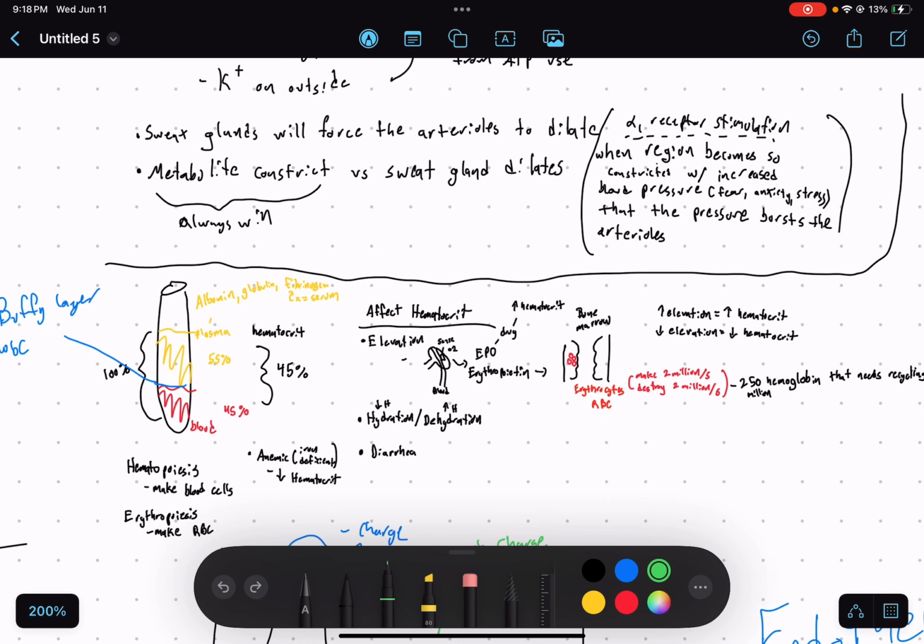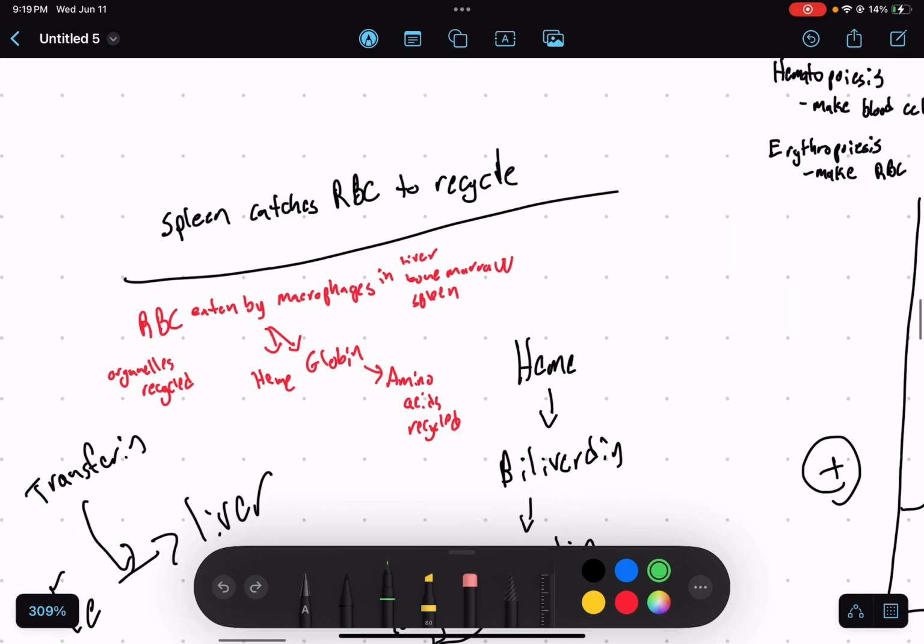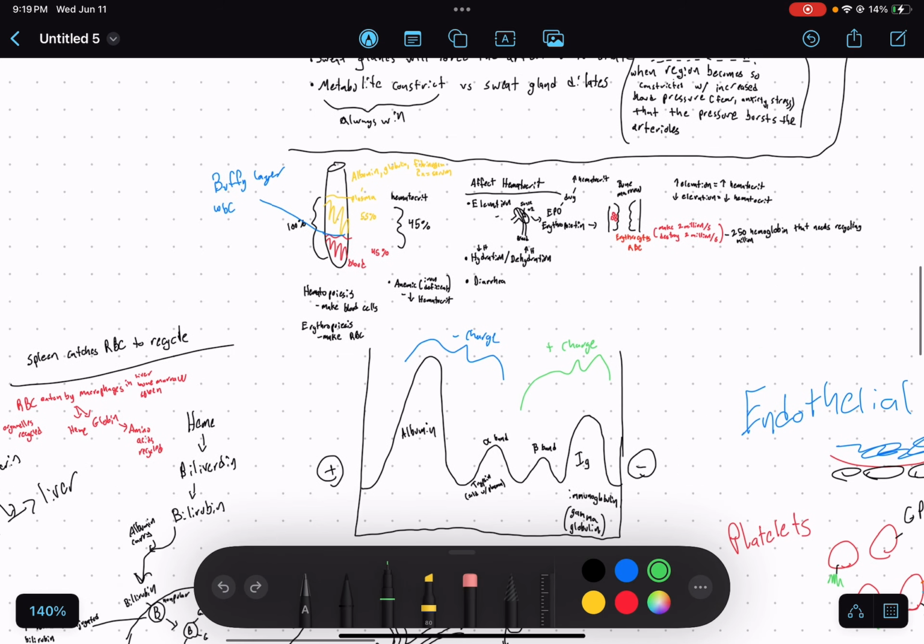All right. Next, it says describe the mechanism by which red blood cells are removed from circulation. So red blood cells are going to be eaten by macrophages in the liver, in the bone marrow, and in the spleen. Let me just type in bone marrow for you there. And then its organelles are going to get recycled. And then the hemoglobin is going to be broken up into heme and globin, in which the globin is going to be broken down to the amino acids, which are then going to be recycled. So that's how the red blood cells break apart.